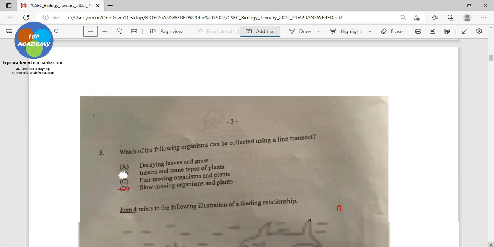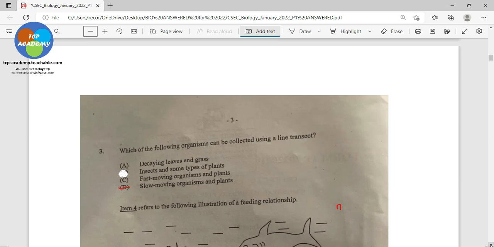So we move on to question number 3. For question number 3, which of the following organisms can be collected using a line transect? The answer that was supplied was B, we disagree. The answer is, of course, slow-moving organisms and plant. Why slow-moving organisms and plant?